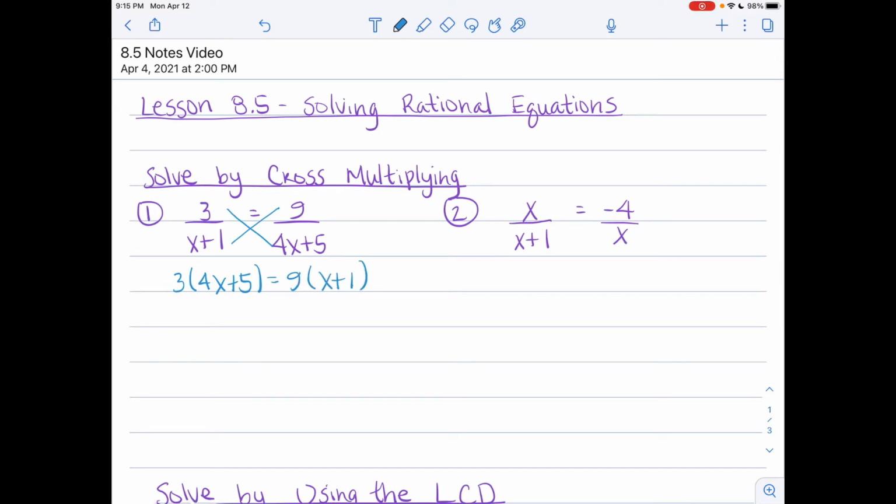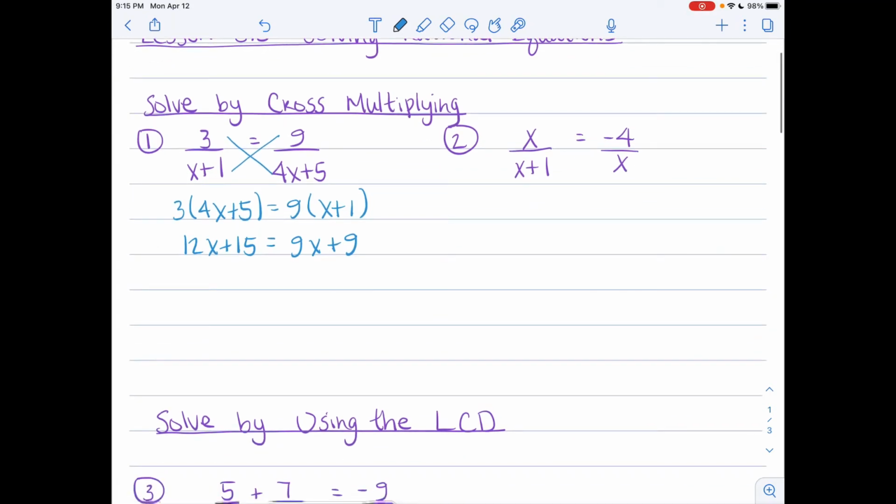Now I want to continue simplifying each side. I will distribute the 3 to give me 12x plus 15 and distribute the 9 on the right to give me 9x plus 9. Now I want to get my variables on one side and my constants on the other. I'm going to move the 9x to the left and the 15 to the right. So 12x minus 9x is going to give me 3x, and then 9 minus 15 will give me negative 6. When I divide both sides by 3, I'll get that x is equal to negative 2.